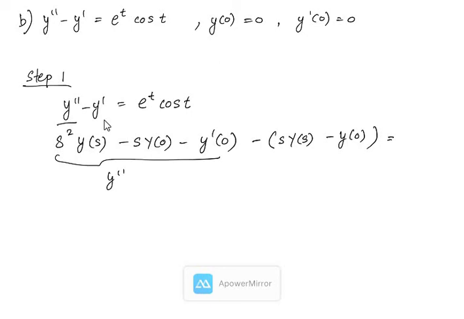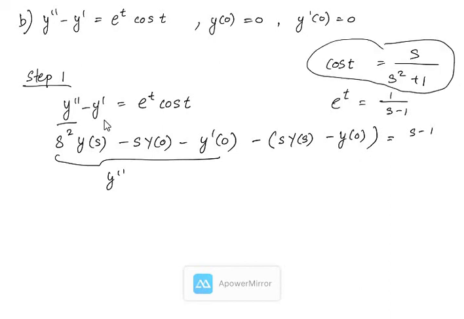For e to the t cos t, cos t is equal to s over s squared plus 1, from the table of Laplace transforms. And then e to the t refers to 1 over s minus 1. If we combine both, we substitute s with s minus 1, because of the e to the t here.